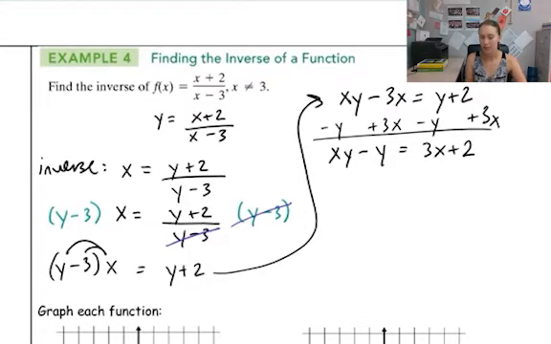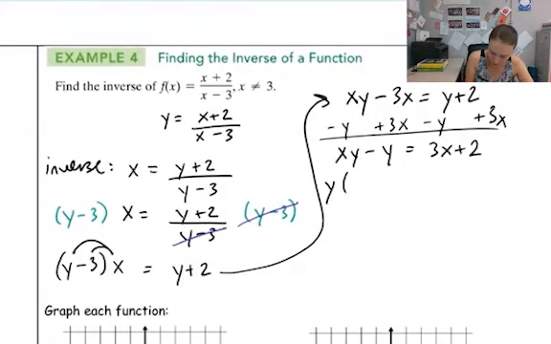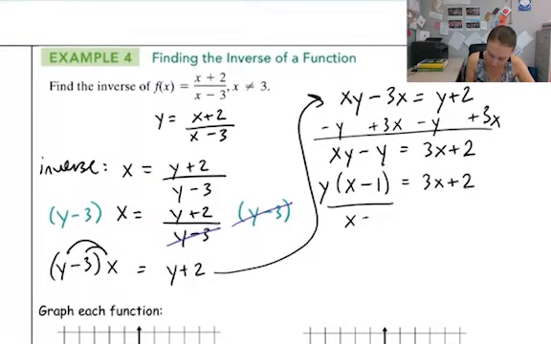Now, when you have two y's like this, they're both on the same side of the equal sign. There's nothing else on that side of our equation that doesn't have a y. What we can do is we can factor the y out. So if I factor out the y, I'm left with x minus 1. And what that does is it allows us to take the two separate y's and kind of combine them into just one singular y. And then I can divide both sides of my equation by x minus 1 to get y by itself. So 3x plus 2 over x minus 1.